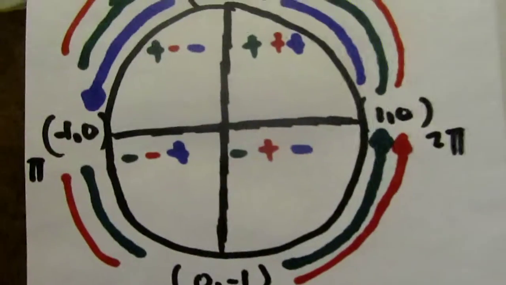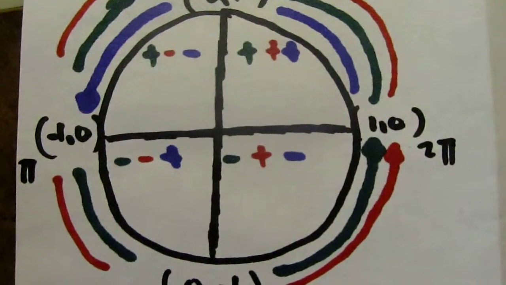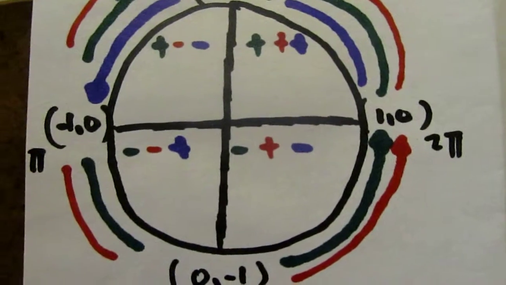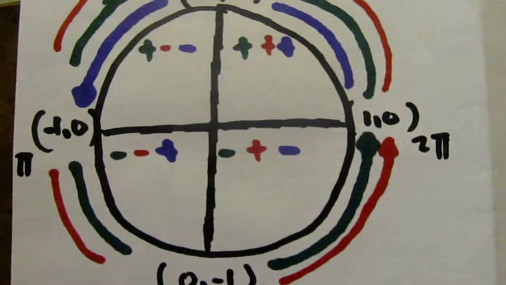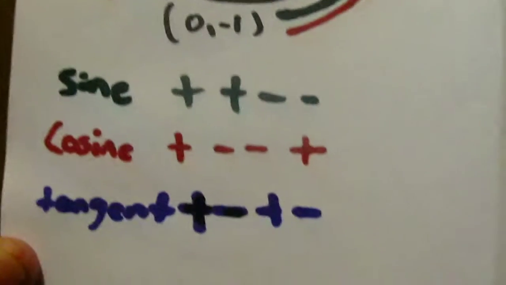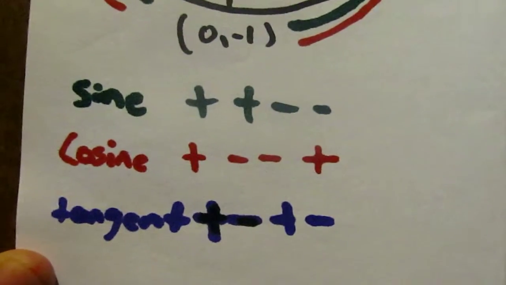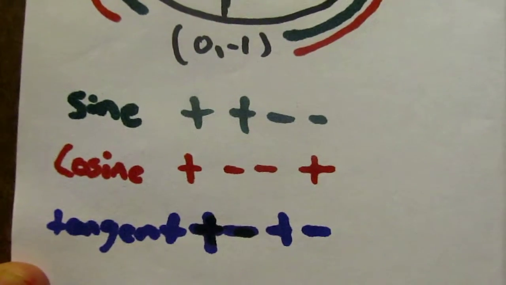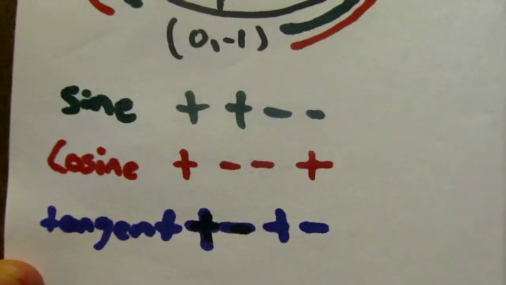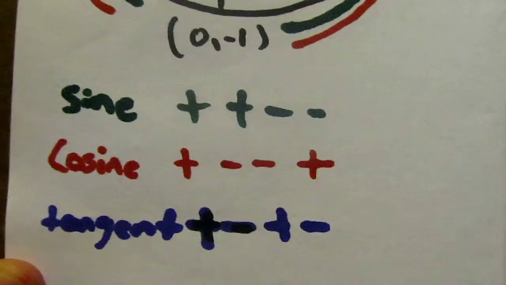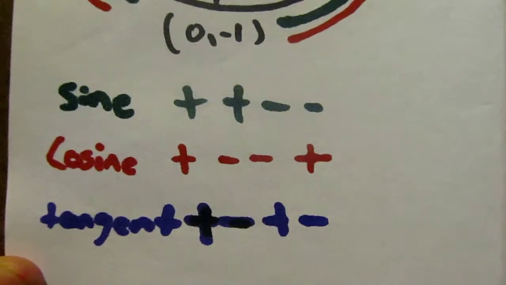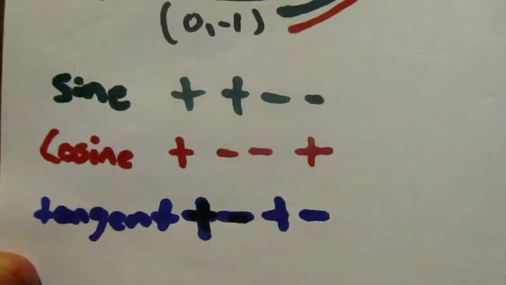Now, the reason it has 4 quadrants is because it varies on the type of symbol it will be for sine, cosine, or tangent. As you see here, I've already written out what the symbols for each of these would be. For sine, it would be plus, plus, minus, minus. Cosine would be plus, minus, minus, plus. Tangent, plus, minus, plus, minus. Or also positive or negative, as you would like to call it.